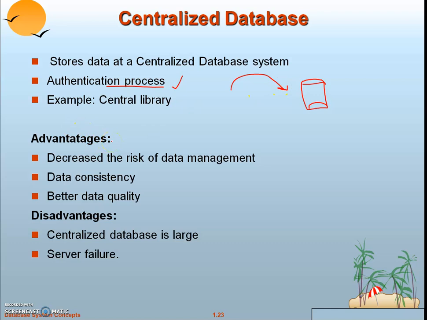As we know, this centralized database is dumping the complete data in one single location. Obviously, the risk of data management would be reduced. Whereas coming to data consistency, this can also be maintained in a better way in a centralized database, and moreover better data quality. Why? Because all operations are happening in one single location.